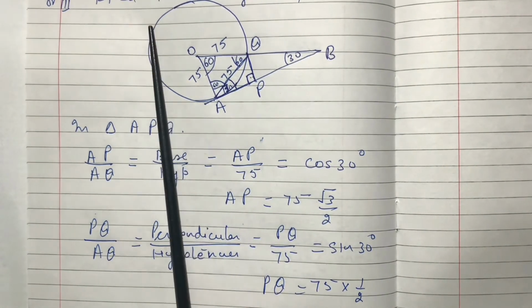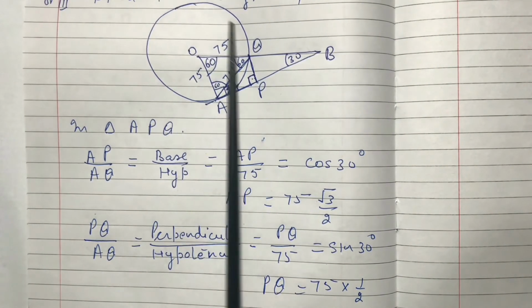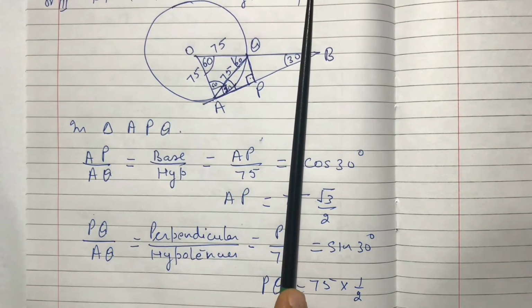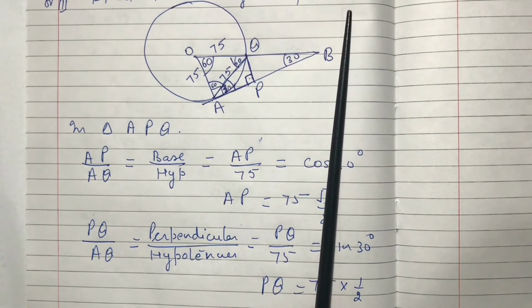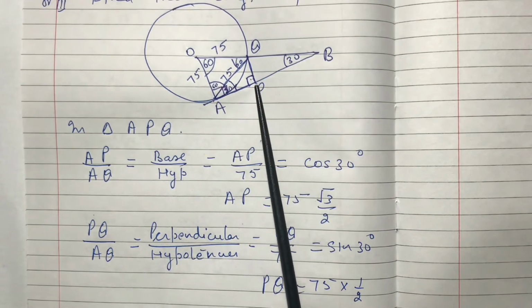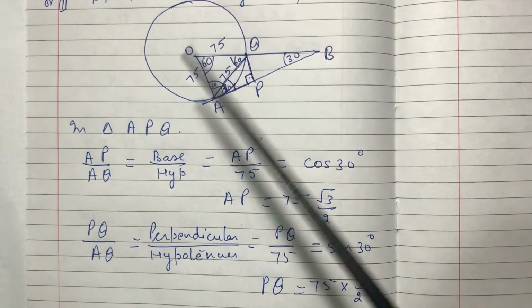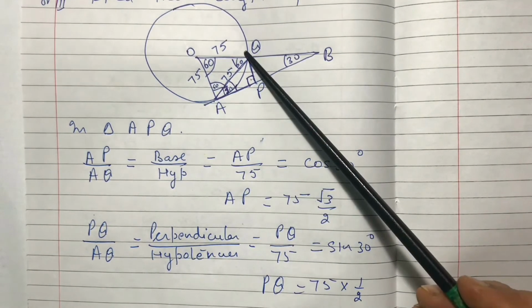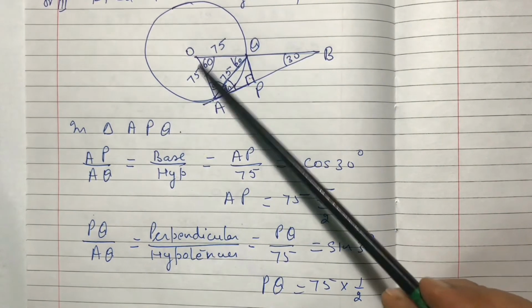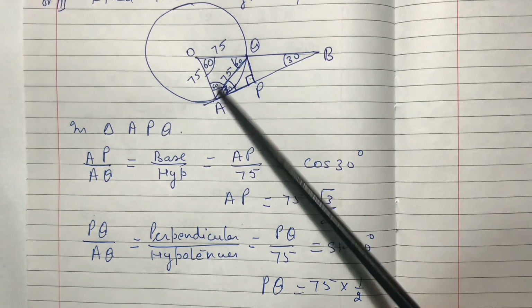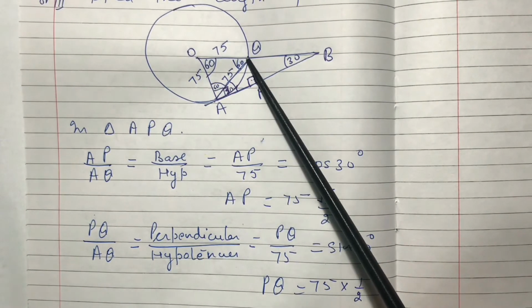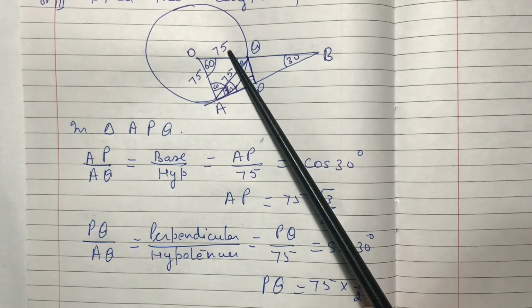Now this is the third part. I have made the figure again. Find the length of AP and find the length of PQ. I am to find the length of this AP. I am to find the length of this PQ. Now listen again. Join this line AQ. Now AQ, this is 75 centimeter. So OQ is again a radius. This is equal to 75 centimeter.